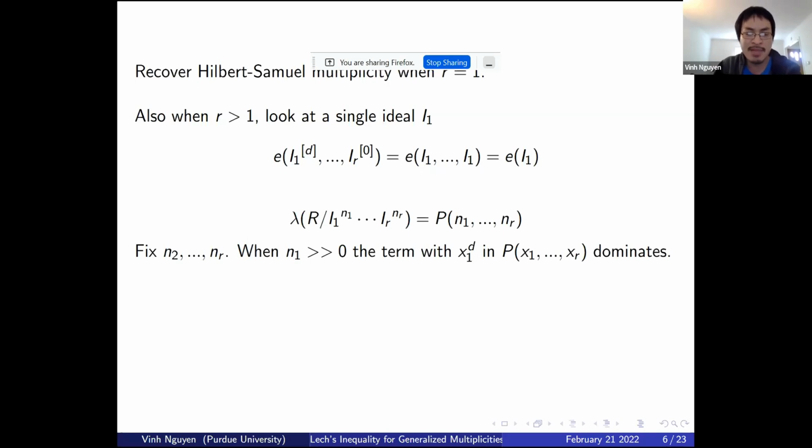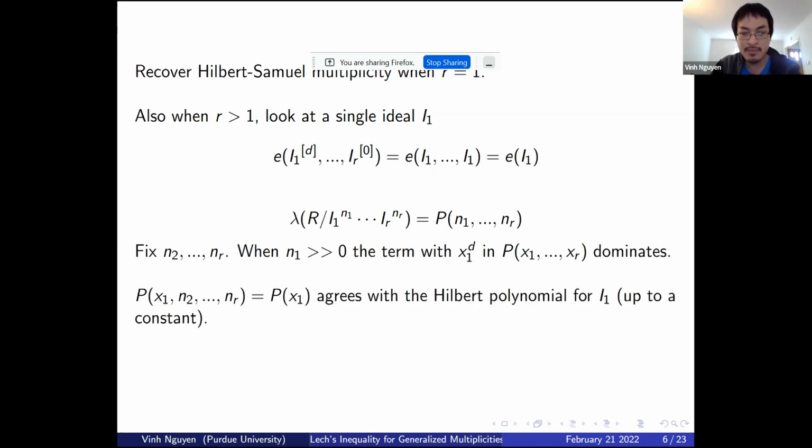To see this, let's look at this length function, and we're going to fix n_2 through n_r. Now, when n_1 is large, the term that involves x_1 to the d dominates. We can view this length function as a polynomial in only one variable, x_1. In fact, it's going to agree with the Hilbert polynomial for I_1 up to a certain constant.